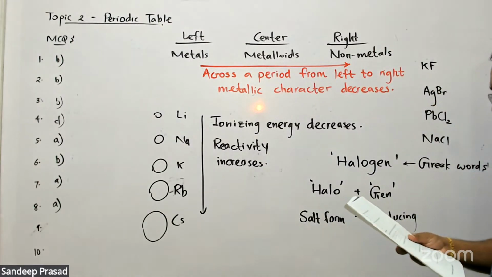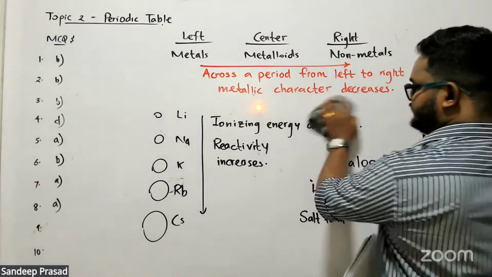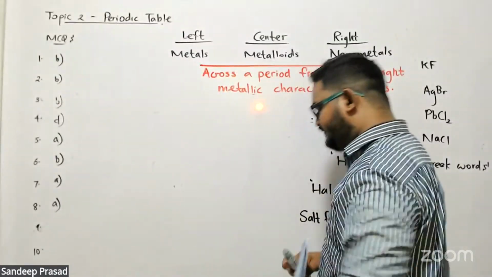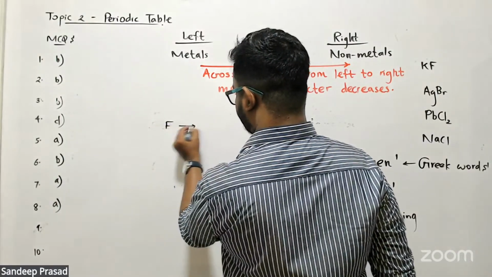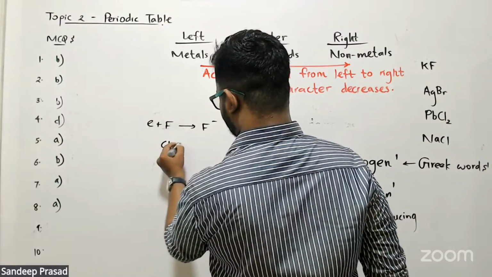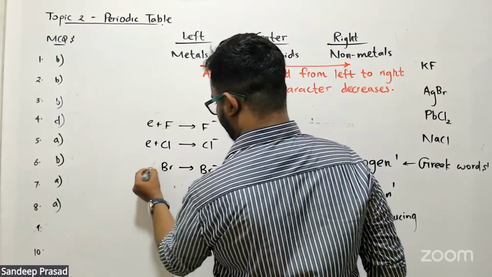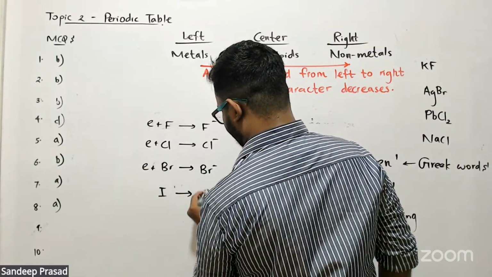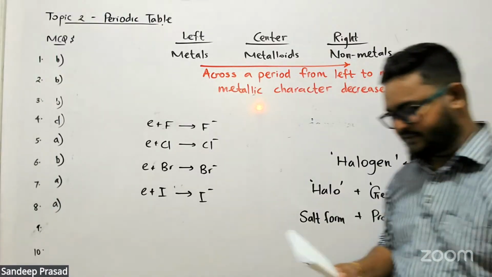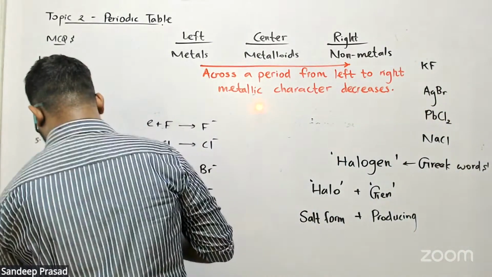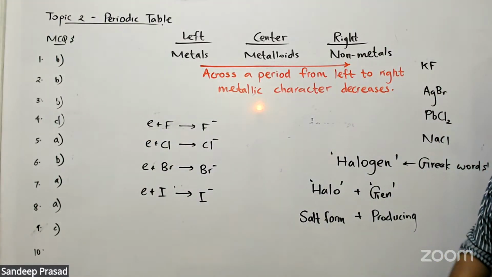Elements in group number 17 form ions with a charge of, very easy, group number 17, right? Group number 17 is always producing anions. Fluorine is producing F minus by gaining 1 electron. Chlorine is producing chloride by gaining 1 electron. Bromine is producing bromide by gaining 1 electron. Iodine is producing I minus by gaining 1 electron. Understood? So therefore, halogens in group number 17 always have charge -1. Answer is C.